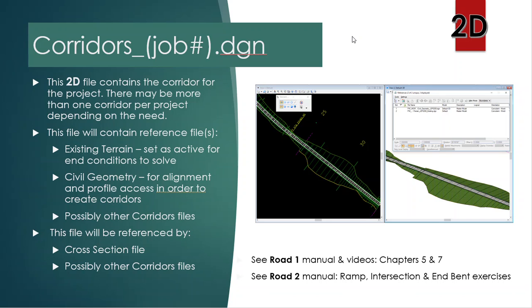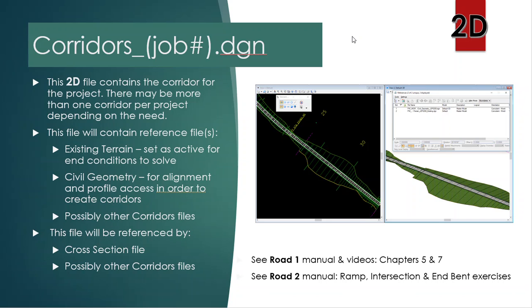We do a lot of coverage on this in Road 1. We have it in the manual, and we have videos on chapters 5 and 7. In Road 2, we do it with the ramp, intersection, and invent exercises. We cover a lot of information. This contains parametric constraints. It's got point controls. It's got end condition exceptions. It's loaded. This corridor has a lot of stuff.